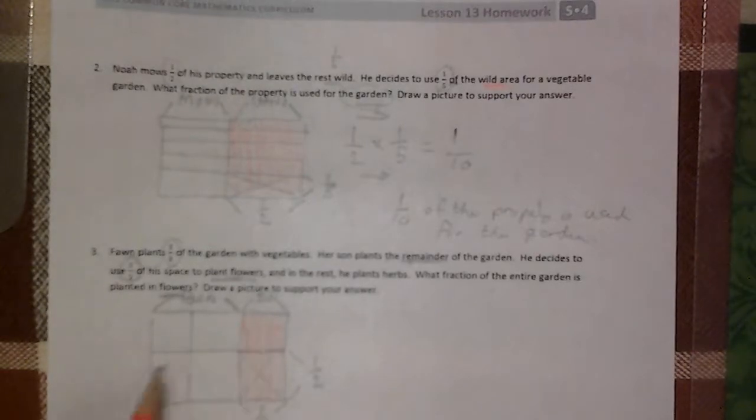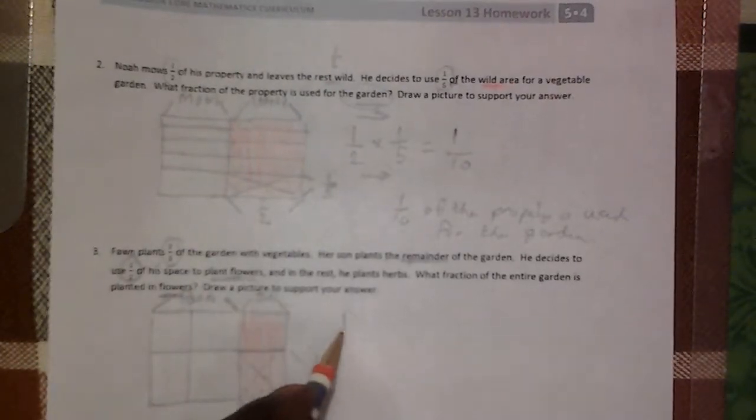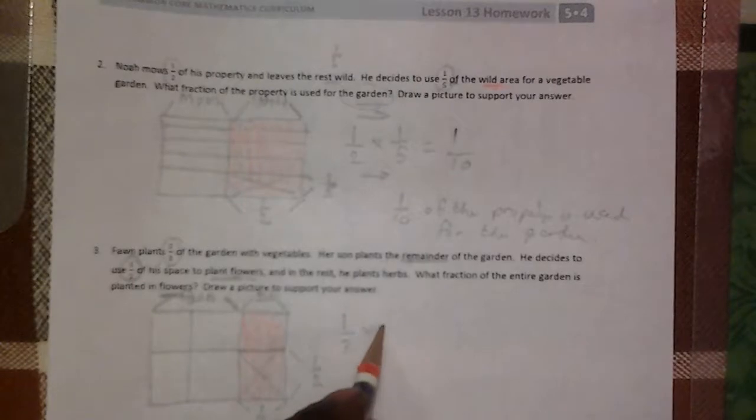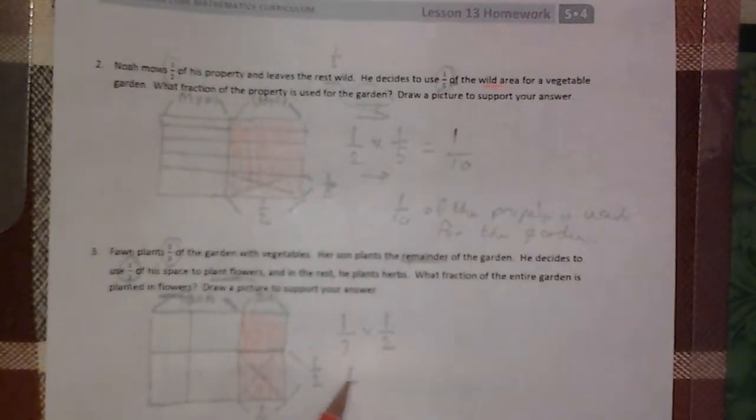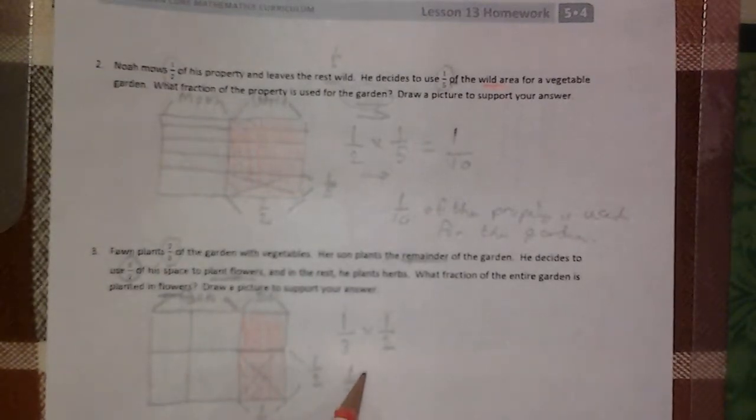Okay, so that's 3 times 2 is 6, or we can count the boxes. 1, 2, 3, 4, 5, 6. So we have 1 piece out of 6. So that's 1/6, right? So we know 1/3 times 1/2, or it's the same if we do 1/2 of 1/3, the way it's set up.